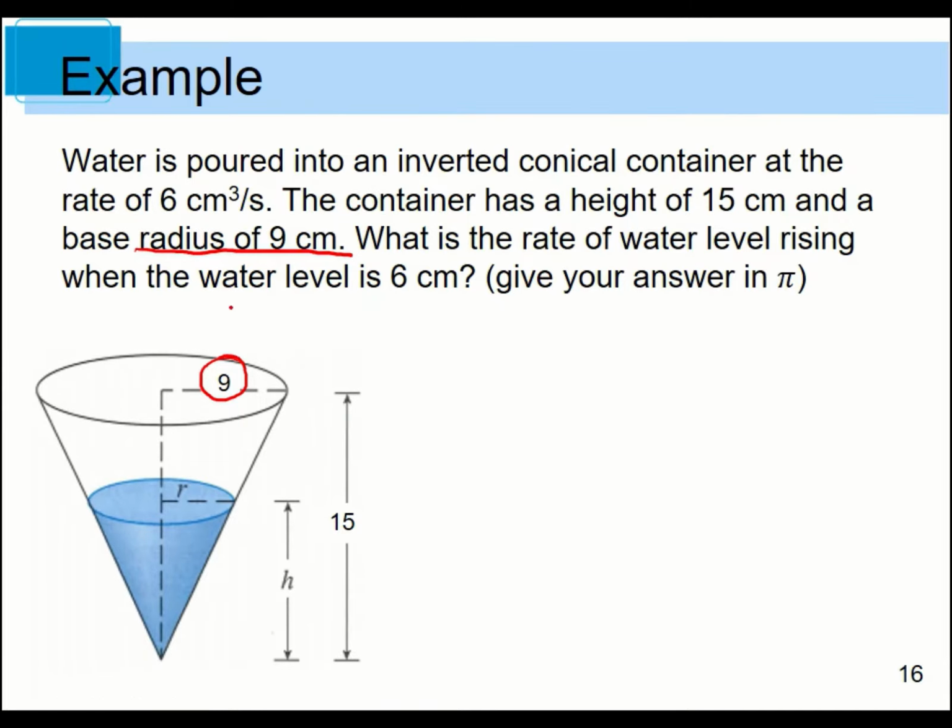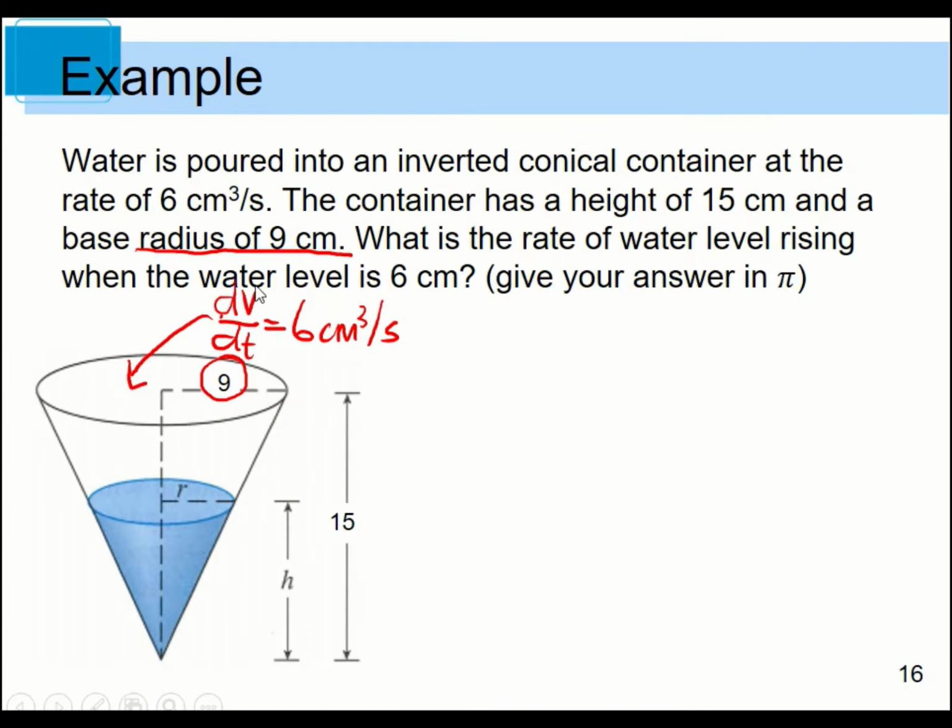So the water is poured into the container at the rate of 6 cm^3 per second. What is this? This is volume: 6 cm^3 is a volume, and the second is the time. Therefore, we know that this is dV/dt, the difference of volume over the difference of time. So this is the rate, 6 cm^3 per second.